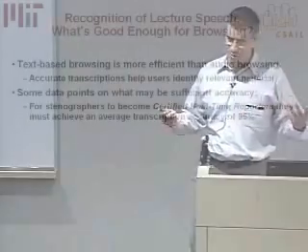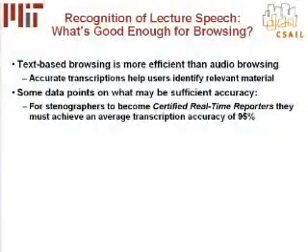So the first question might be, what's good enough for browsing? Of course, we'd like to be able to provide a text transcript for browsing because it's much quicker for somebody to look at a short segment of text and determine this is relevant or not relevant than it is for them to have to listen to it. But it has to be readable or comprehensible to them in order for it to be useful. So we want to know what we should be shooting for.